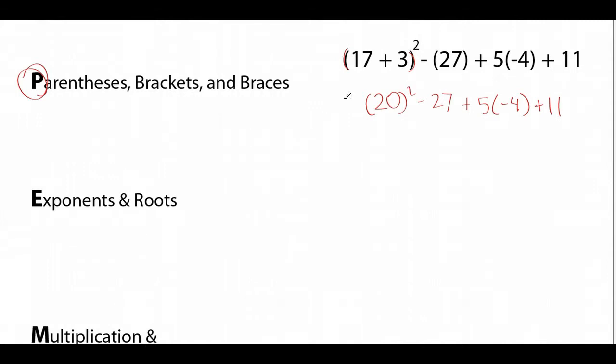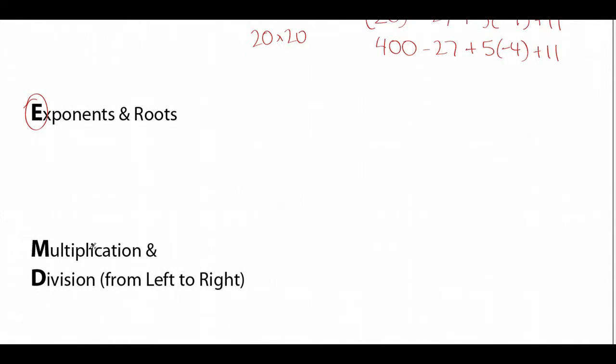Now we look here, since we're done with our parentheses, and we look at our exponents and roots. Here's our exponents. 20 squared says 20 times 20, which is 400. Drop it down, minus 27 plus 5 times a negative 4 plus 11. Okay, now we look here and we see, okay, we have to do multiplication and division. And so we look and there isn't there, but it is here. And so we say 5 times a negative 4. Positive times a negative is a negative.